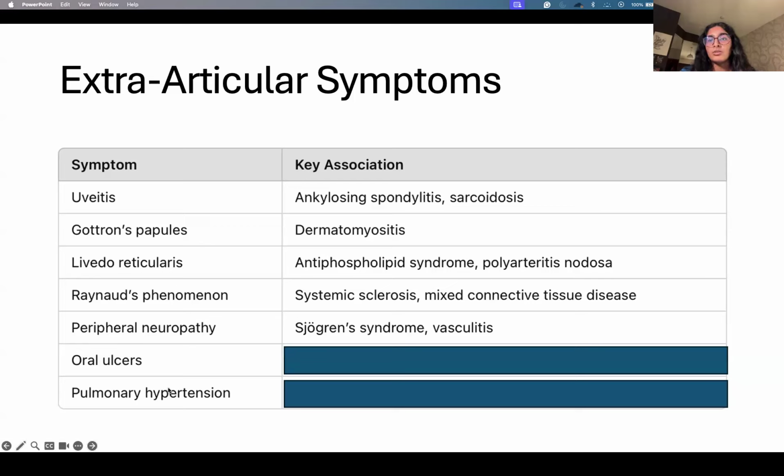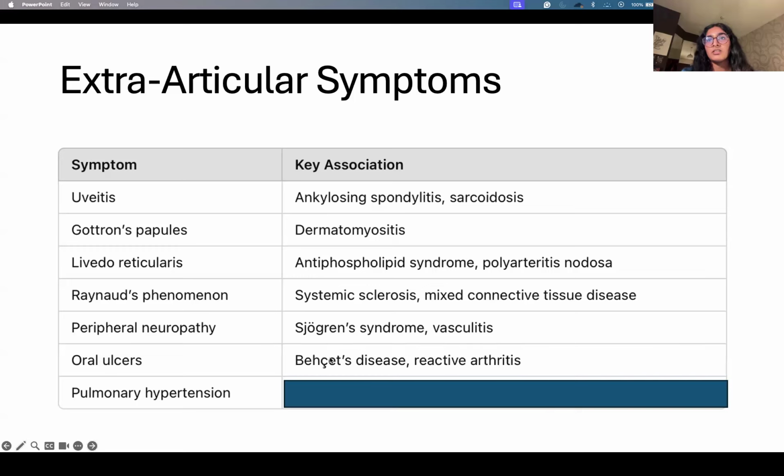What about oral ulcers? That's another kind of one-word diagnosis that you might see. SLE is a good one. Reactive, you get it, yeah. But there's one other one. It begins with B. Yeah, exactly, Behçet's. So that's pretty pathognomonic for Behçet's as well as reactive, we said.